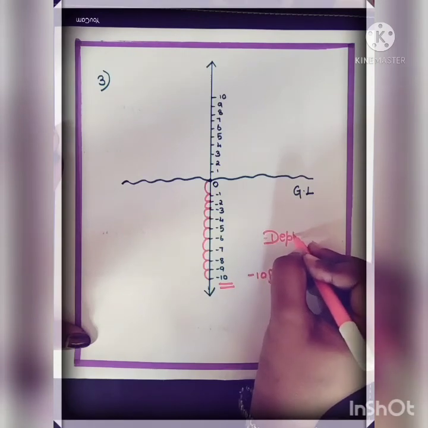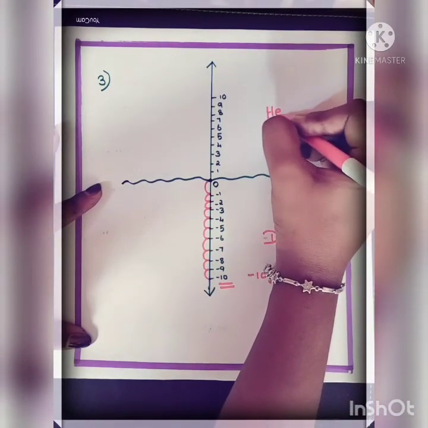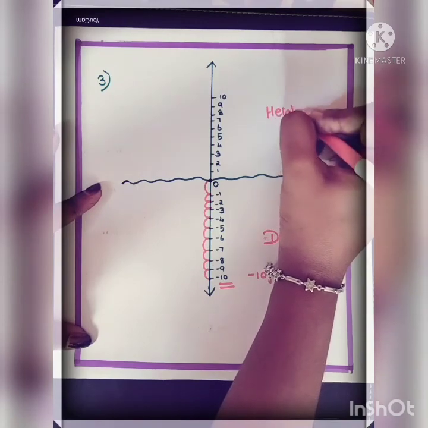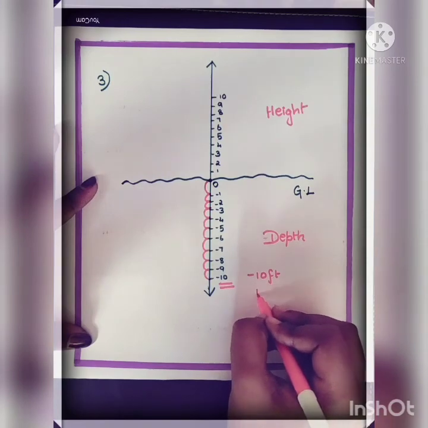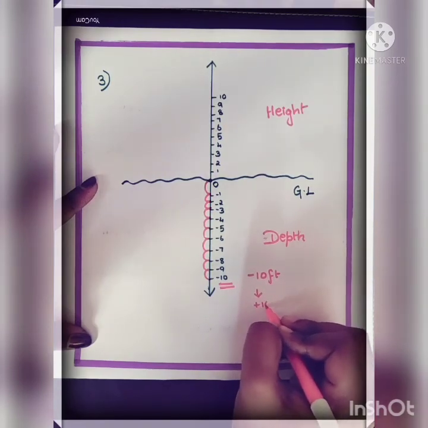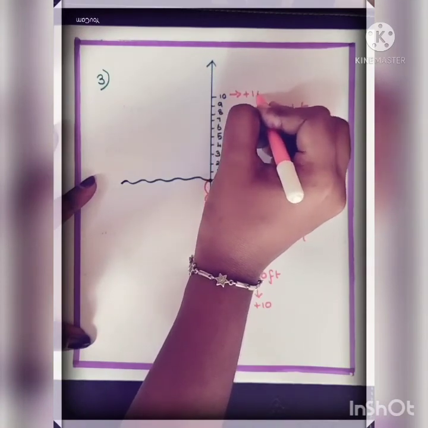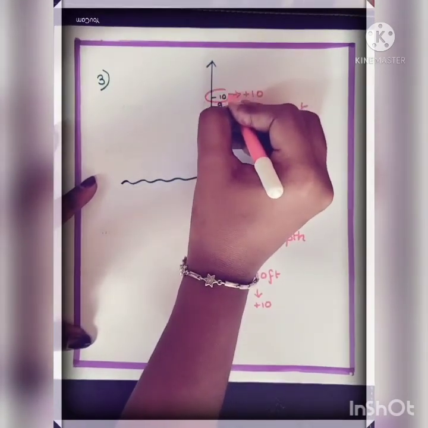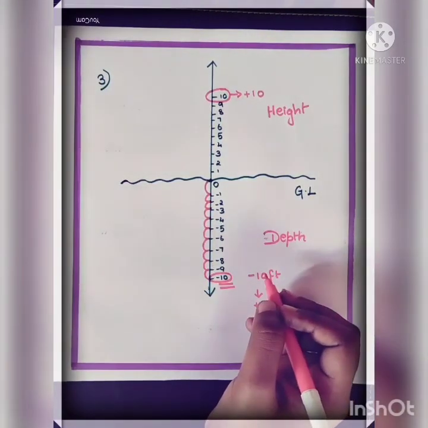And the opposite of depth is height. So, the opposite of -10, which is +10, occurs above the ground level, which is the height. So, +10 is right here on the number line, which is the required opposite of -10. And this is the required number line that we were asked to construct.